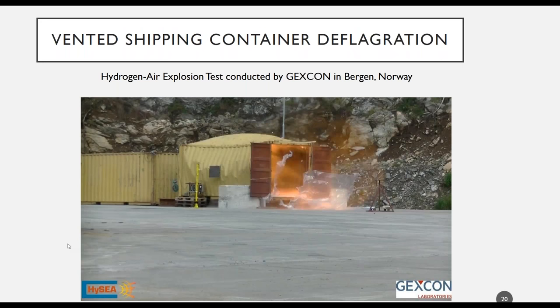Next slide is the next to last, showing a video frame in another vented deflagration. This particular test was conducted by Gexcon in Bergen, Norway. It's a hydrogen air vented explosion, where a 24% hydrogen in air mixture was generated in a standard size shipping container that had some equipment inside. As you can see, during the deflagration, the pressures are adequate to severely deform that shipping container structure. The maximum pressure here was between 6 and 7 psi.